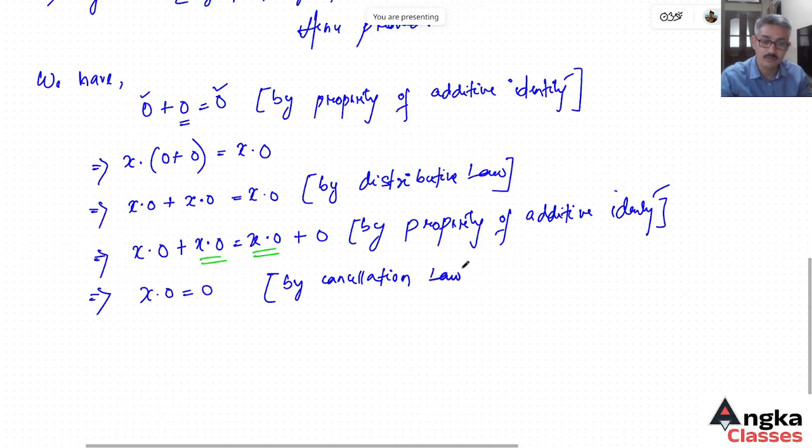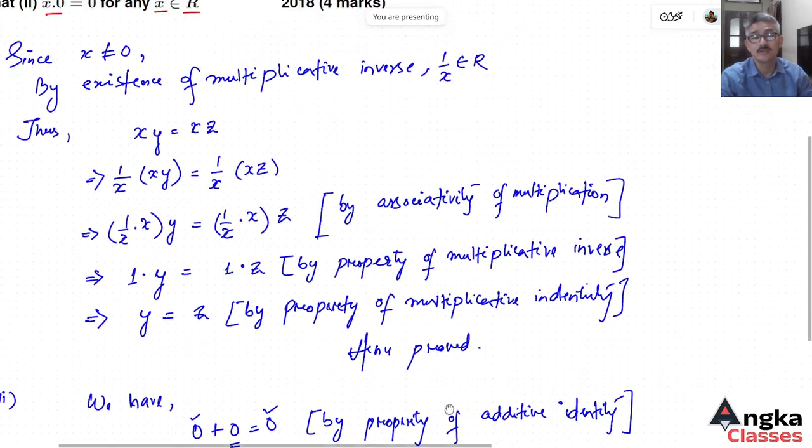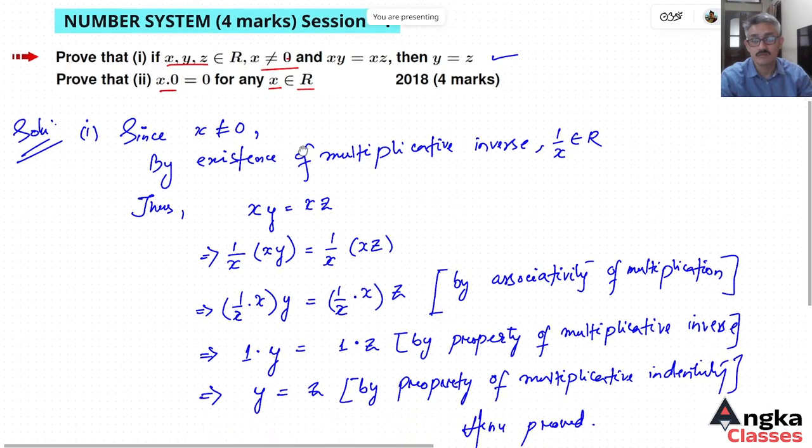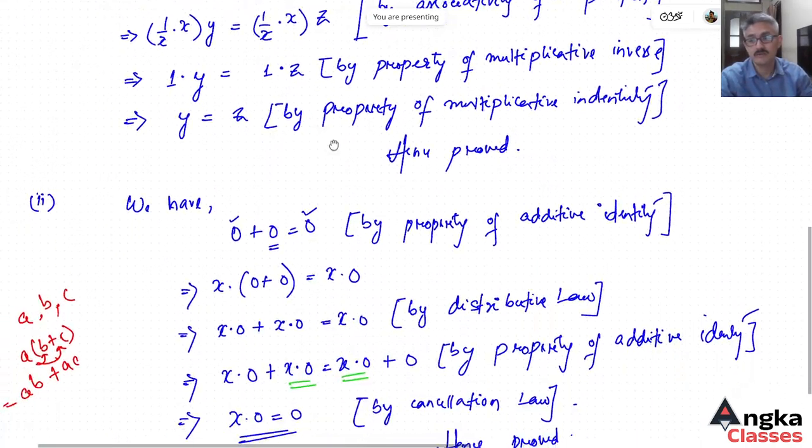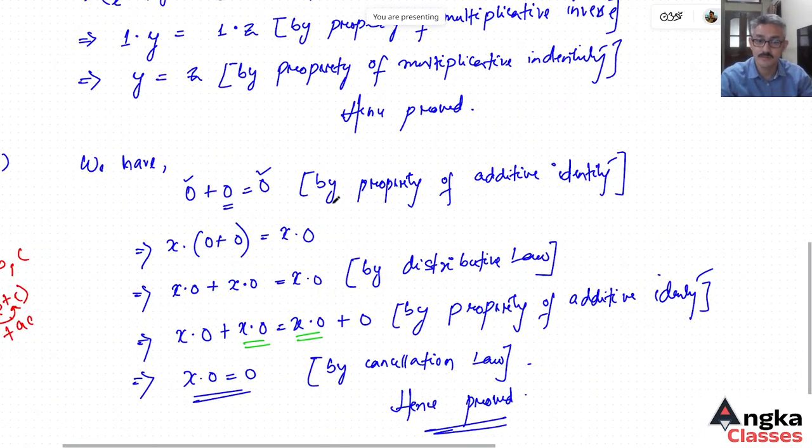So whatever real number x we take, multiplying it with 0 gives 0. This is how we prove it. The first part of this question is easy, the second part, Roman number 2, is a bit tricky, but it is not that hard either.